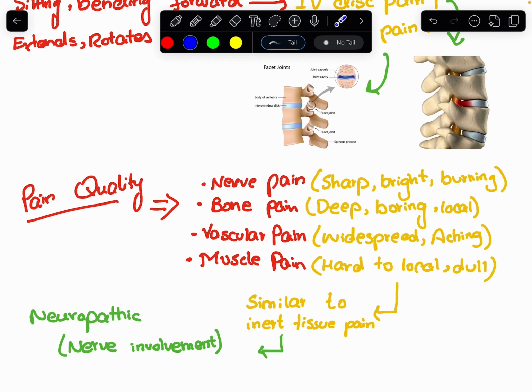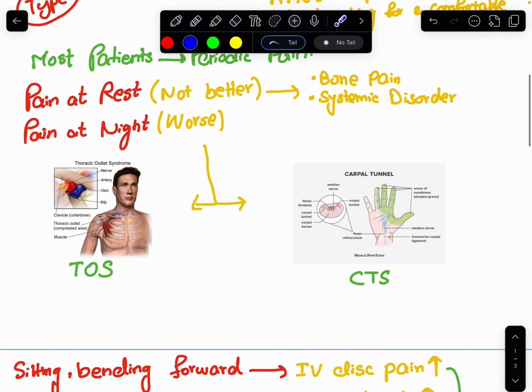Another thing that you have to remember about is the neuropathic pain. Neuropathic pain means that the nerve has been involved, and it could be sciatica or it could be paresthesia. So far we have studied the type of pain in this video.